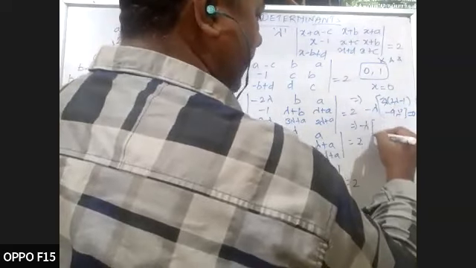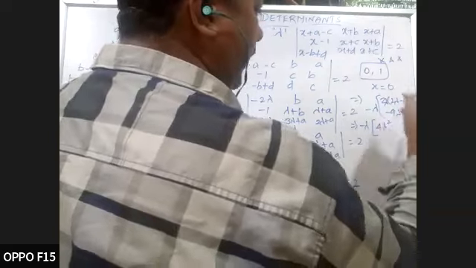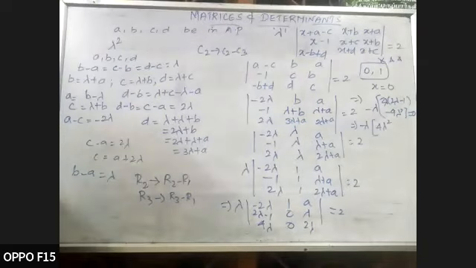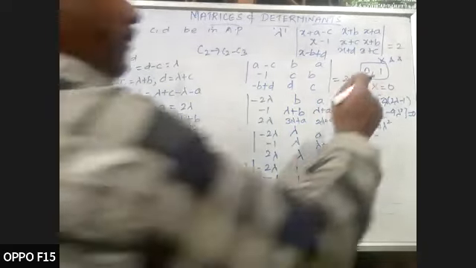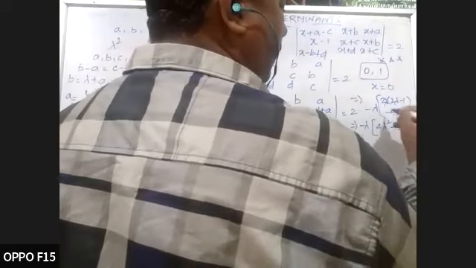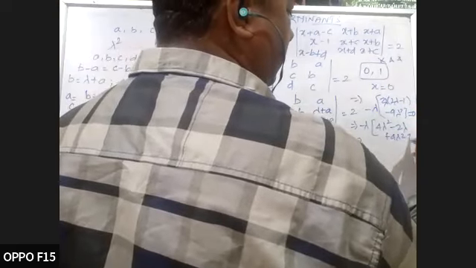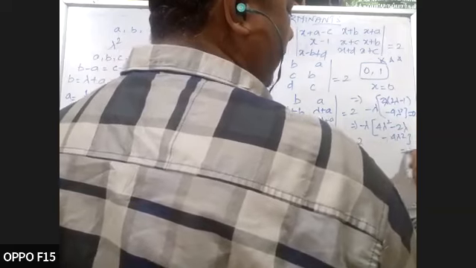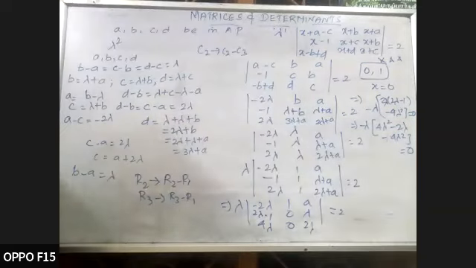Therefore we have minus lambda into 4 lambda square. 4 lambda square minus 2 lambda plus 4 lambda square, sorry, minus 4 lambda square, which is equals to 0. Sir, equal to 2. Equal to 2, sorry. Thank you very much.